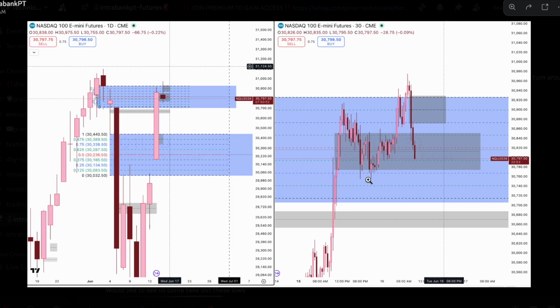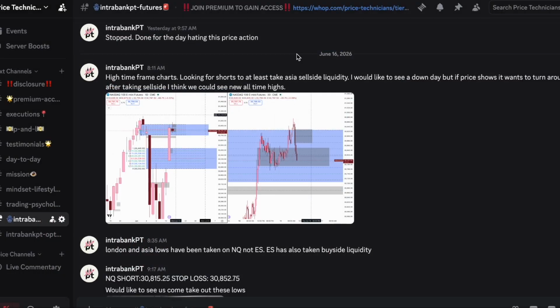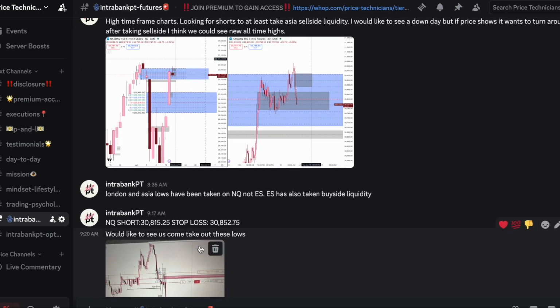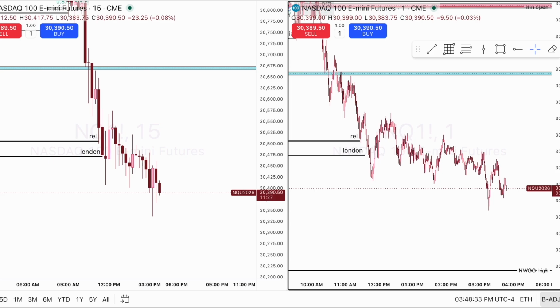So what I was meaning by that is I wanted to see us come down here, like I said, but if we took out these lows and then respected the bottom of this here and respected these levels, I would expect us to come up higher and take out these new all-time highs. So let's just go ahead and get into the trade here.